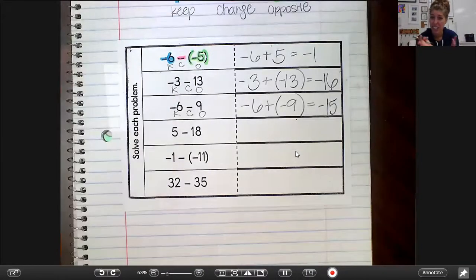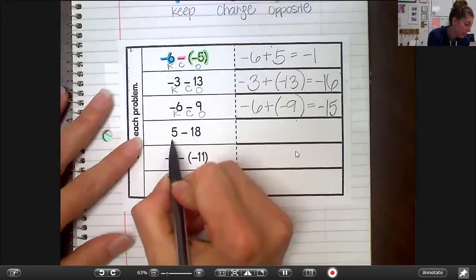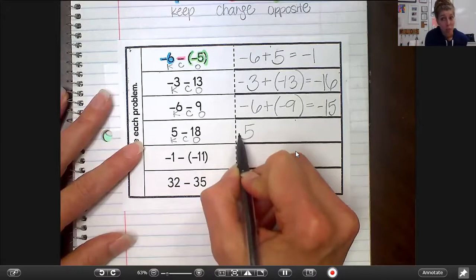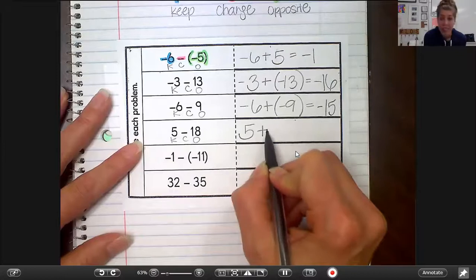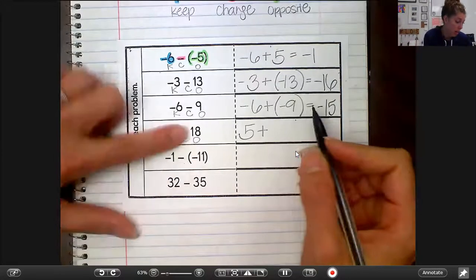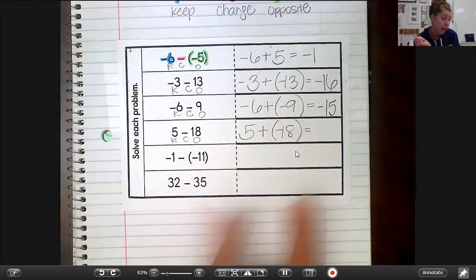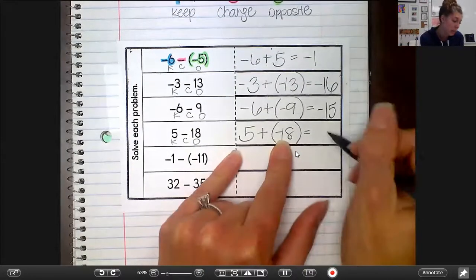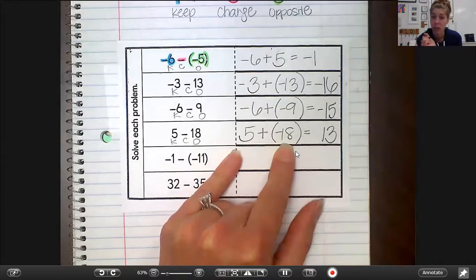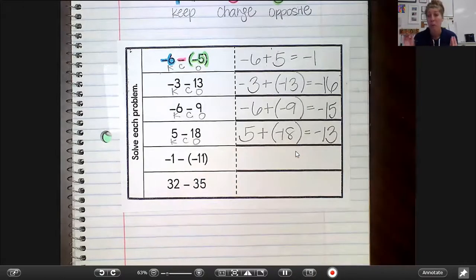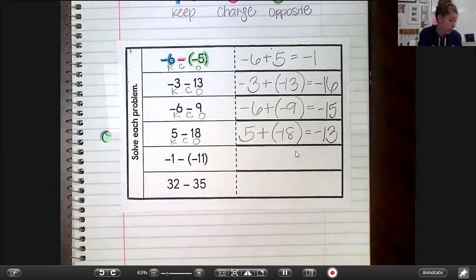The next one looks kind of interesting because it's so small, right? Keep, change, opposite. Keep my 5, change my sign to plus, and take the opposite of 18. I have two different signs. I'm going to subtract those values and take the sign of the one there are more of. This would be a perfect place to pause and see if you can rewrite those and solve them yourself, and then press play, but no pressure.